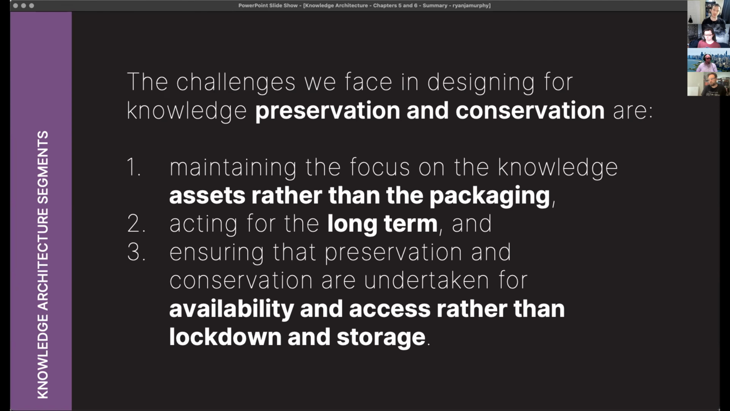She said that the challenges we face here are maintaining the focus on assets over packaging, acting for the long term, and making sure that we're focused on availability and access rather than lockdown and storage. This last point was really interesting to me because I would have assumed that those things are the same, but arguably they're not. That's the idea she's putting forward. So I wanted to ask, did you also see that similarity or distinction, or does it make sense to you?